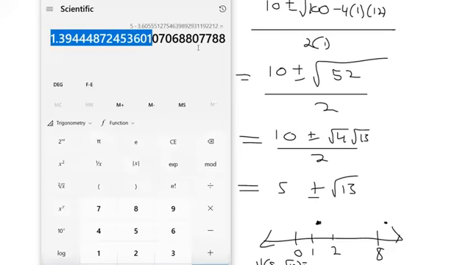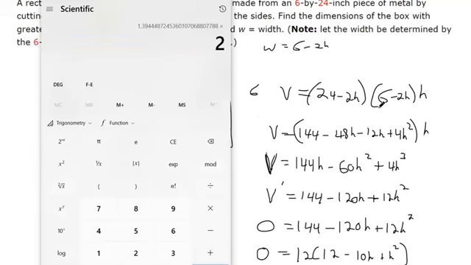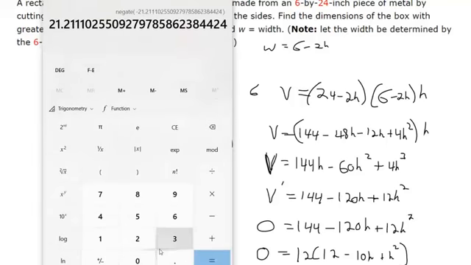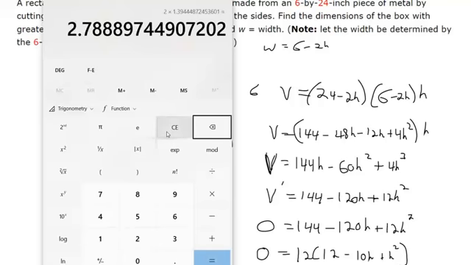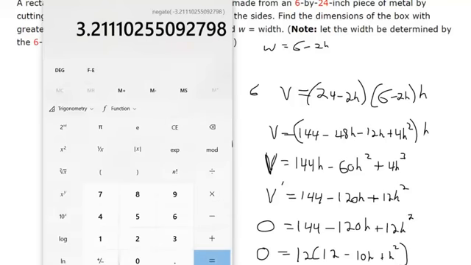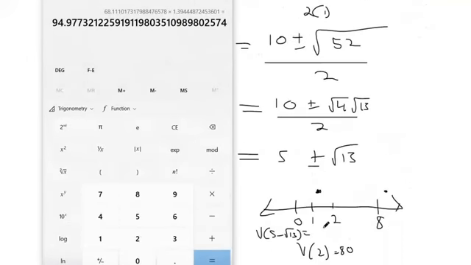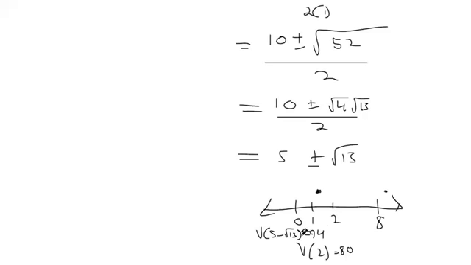Okay, so plugging that into our volume equation. Multiply that by 2, subtract that by 24. And it's positive just because of the way I did it. Okay, so 21.2111. We're going to multiply that by 21.2111 and then multiply that by our h. Okay, so this one is 94.97, approximately equal to 94. So it's bigger. This looks like it's going to be a max. Let's check out this value. If I was to plug in 5 plus the square root of 13, let's see what we get for a value.